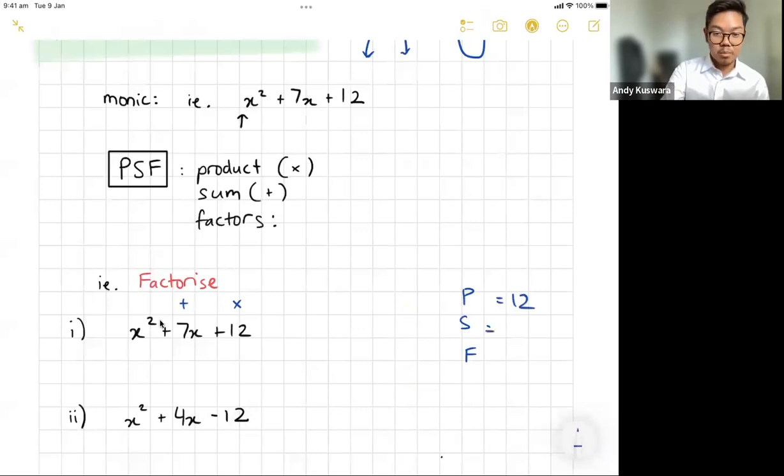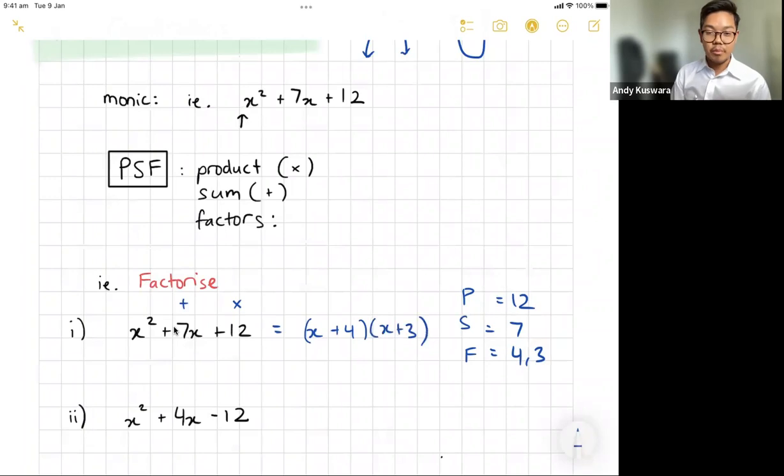My sum needs to be 7. This is where you kind of have to do a bit of thinking. What 2 numbers, or factors, will multiply to give me 12, but add to give me 7? And so for me, I know it's going to be 4 and 3, because if you multiply those together, you'll get 12. If you add them together, you'll get 7. So in this case here, your factorization would be x plus 4, x plus 3, and you can break them up into those 2 different brackets.